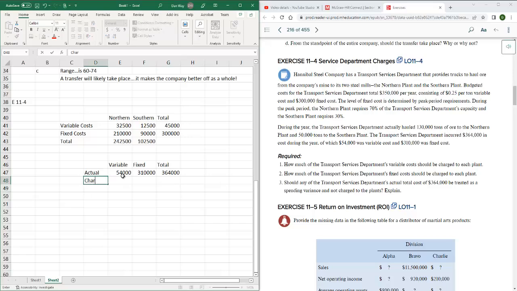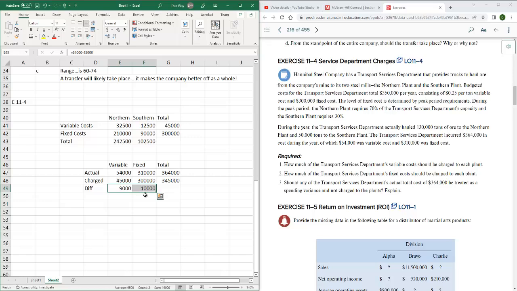And then charged out, well, we knew that in total the variable costs charged to Northern and Southern were $45,000. Total fixed charged out $300,000, for a total of $345,000. So let's see what we've got for the difference. For variable cost, that's $54,000 minus $45,000, or $9,000. For fixed, that's the $310,000 minus the charged out and expected $300,000, or $10,000. Point being, getting back to the original question, should this be treated as a spending variance and not charged out?